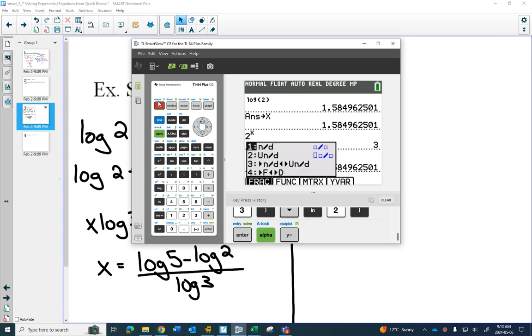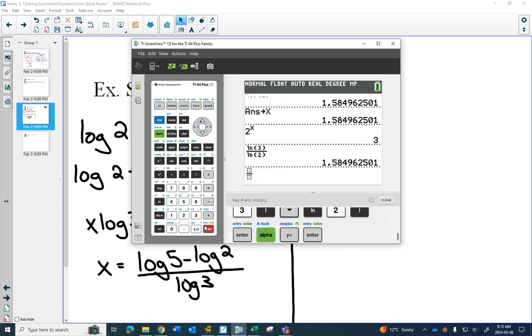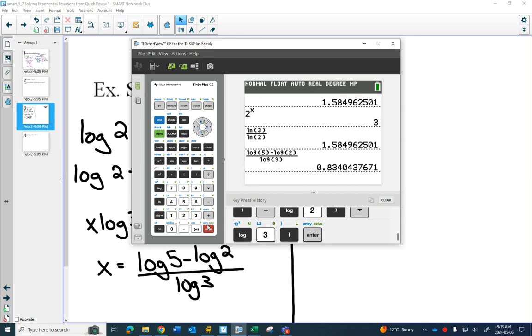And type this into my calculator. Log of 5 minus log of 2 all divided by log of 3. 0.834.